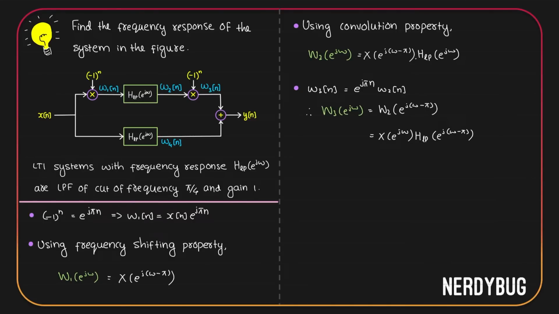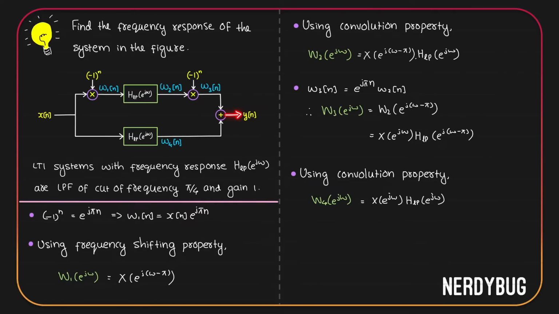Now we need the Fourier transform of W4 of n. W4 of n is the output of a low-pass filter of frequency response HLP of e raised to j omega and input x of n. So we can use convolution property. According to this property, Fourier transform of W4 of n will be the product of Fourier transform of x of n and the frequency response of our low-pass filter. So we can write W4 of e raised to j omega is X of e raised to j omega multiplied by frequency response of the low-pass filter HLP of e raised to j omega.